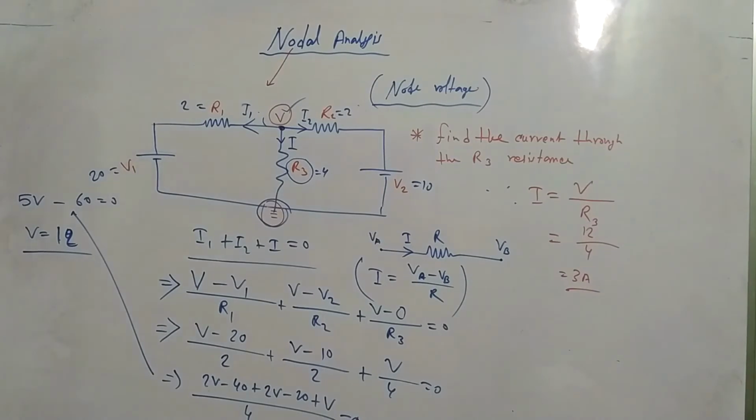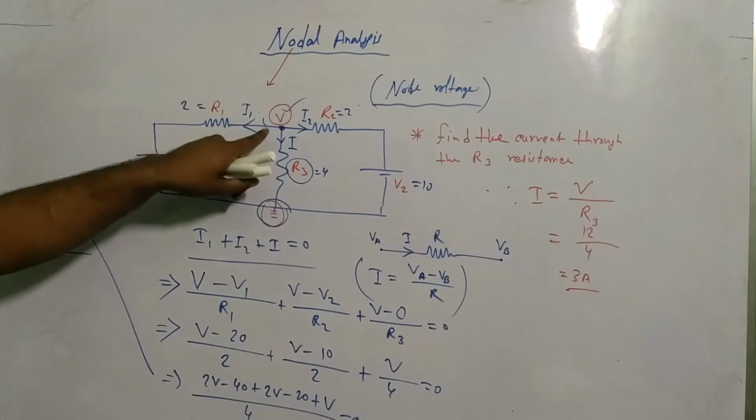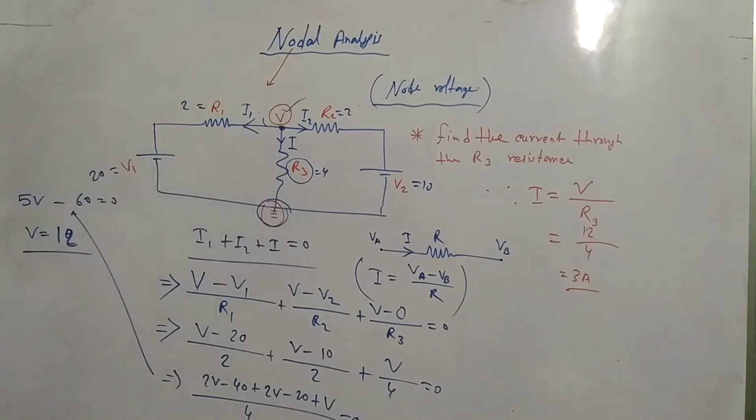Okay, I think it is clear to all of you. Again I am repeating the problem. So what is a node? A node is a point where more than two branches are connected. After that, what is node voltage? Node voltage is the voltage from the node point to ground.